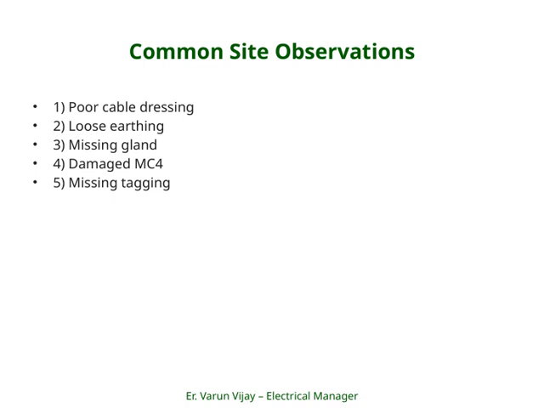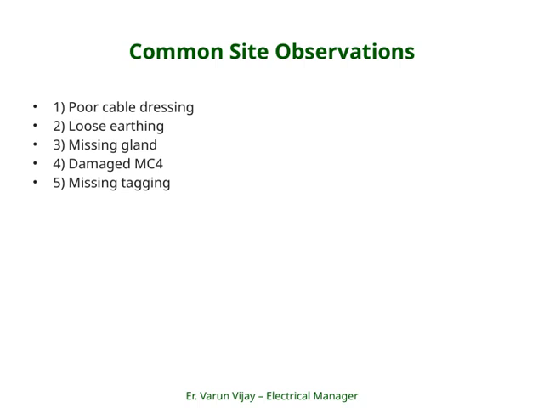First up is poor cable dressing. This often happens when cables are not organized properly, which can lead to issues like difficulty in maintenance, potential damage, or even safety hazards. Proper cable management is essential for both safety and efficiency.